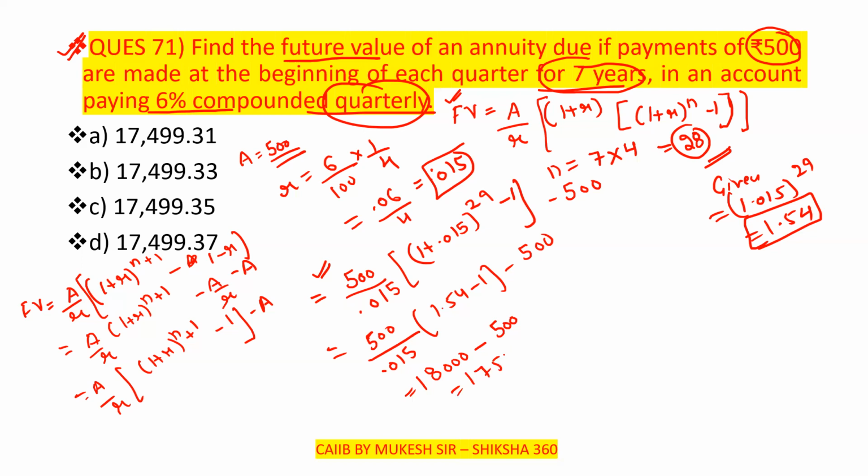17,500. Clear? But here we will see that all the options are approximately near to that. So we have to use the exact value. They will give the exact value in the examination, 1.05.